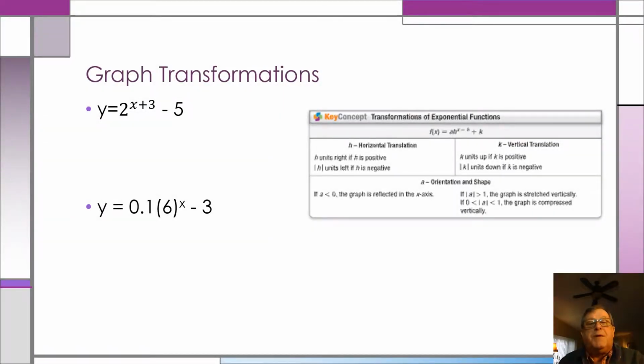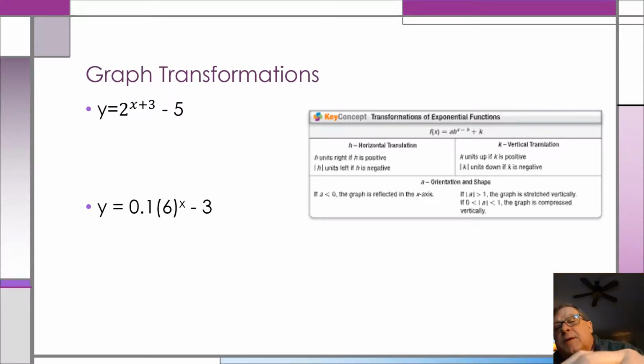Transformations of exponential functions. Now, we've dealt with transformations before. We've seen horizontal translations or horizontal shifts, moving things along the x-axis to the left or to the right. We've seen vertical shifts or vertical translations. We've seen reflections or flips, and then compressions and stretches. And the same things happen with our exponential functions.